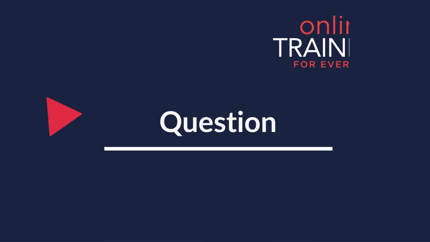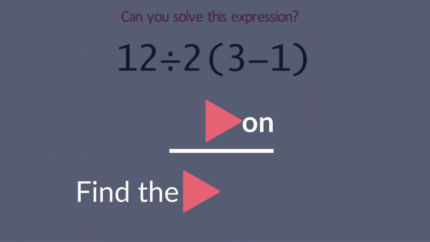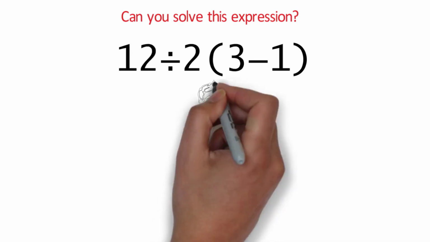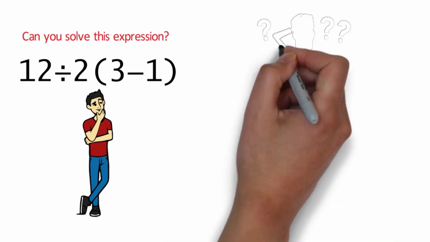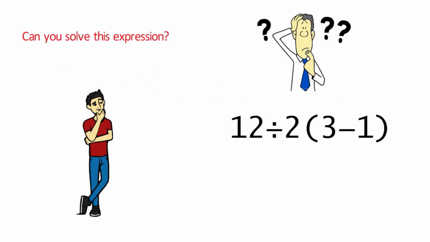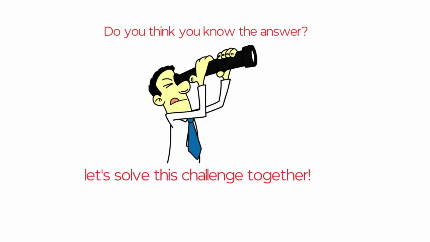Here's an interesting question, which is easy to understand, but at the same time you will have a lot of fun solving it. You need to calculate the simple expression, 12 divided by 2 and then multiplied by the value in parentheses, which is 3 minus 1. Take a look closely and see if you can come up with the answer. There are 3 operations here: division, multiplication, and subtraction. All you need to determine is which one to do first, second, and third. Do you think you know the answer? Let's continue and get it solved together.